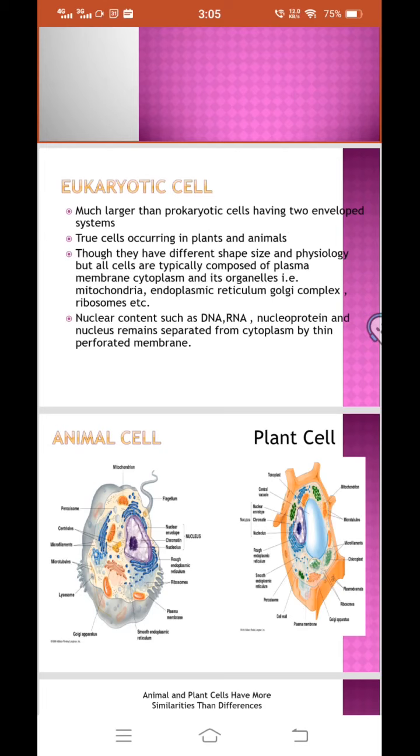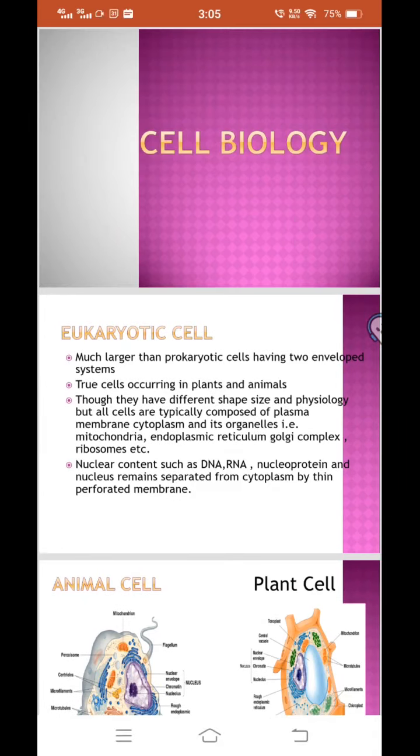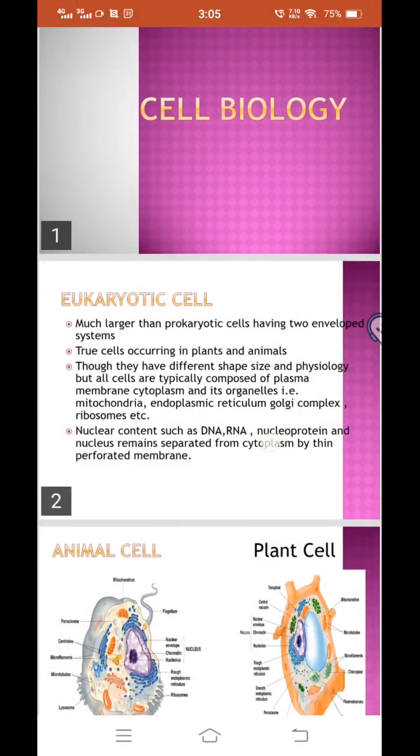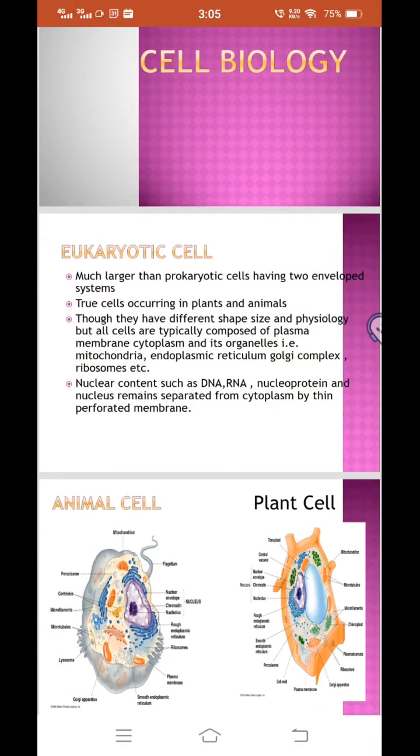As we have discussed in the last class, these eukaryotic cells are much larger in comparison to the prokaryotic cells. Now, these prokaryotic cells are the primitive cells, okay, and these are the single enveloped cells. But in comparison to the prokaryotic cells, our eukaryotic cells are also known as two enveloped cells because they have two coverings. Entire cell is enclosed in two parts.